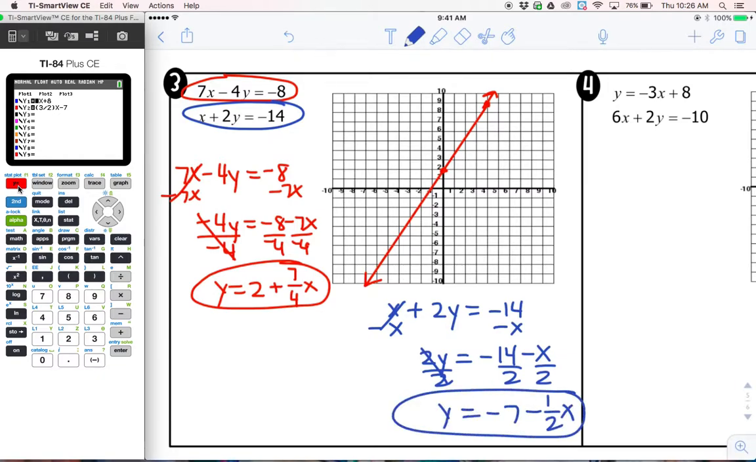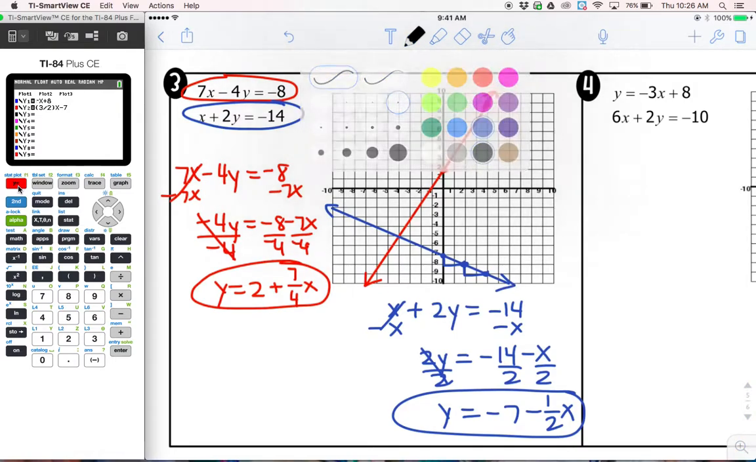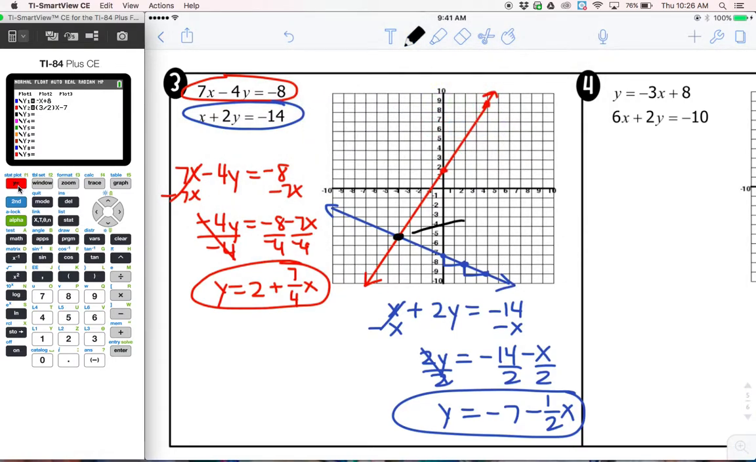All right, so negative 7. Down 1, right 2. Down 1, right 2. So here is my next line. And my solution is right here. All right, that point is negative 4, negative 5. All right, that would be my answer to this one.